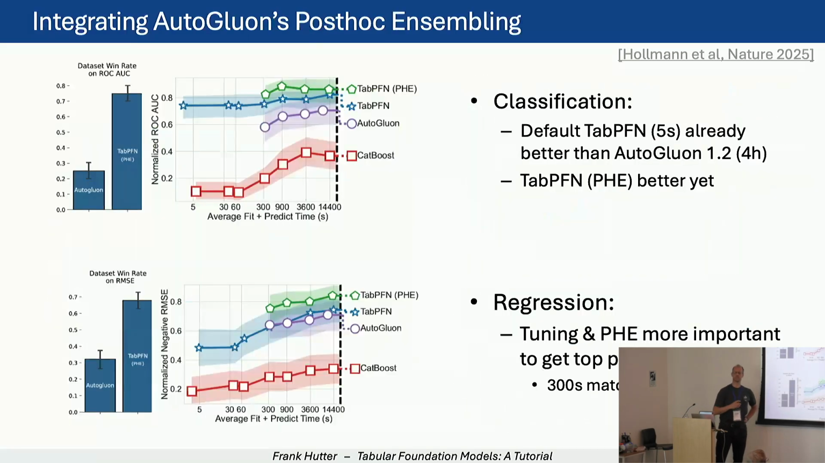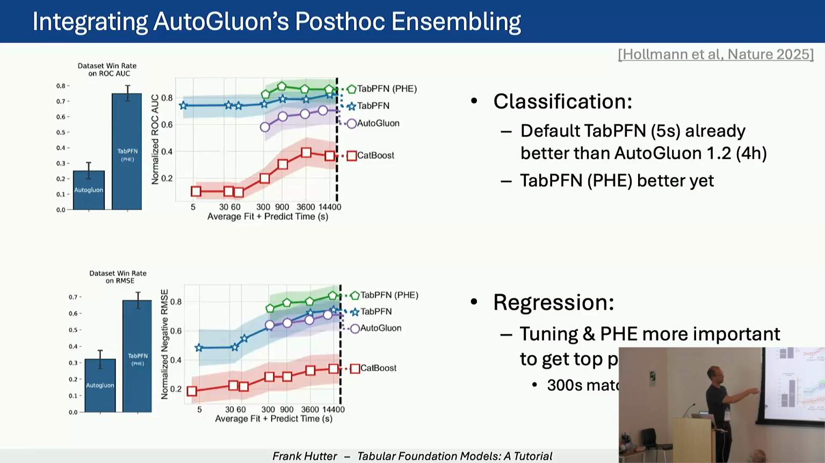And then we put in AutoML from AutoGluon, we put in post-hoc ensembling, and that was actually really crucial for regression. For classification, even the default TabPFN here was already as good as AutoGluon after 4 hours. This was, of course, the AutoGluon version back then, which I think was 1.2. For regression, actually, the PHE, the post-hoc ensembling, was much more important in the tuning. There, the default is not as good as AutoGluon. But with tuning, so hyperparameter optimization, you're sort of similar.